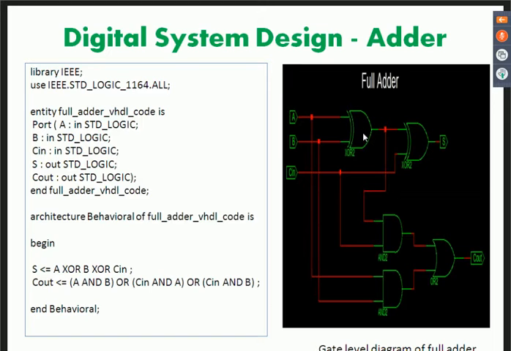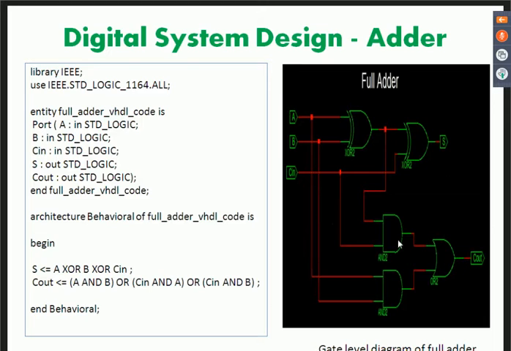Here we have XOR gates. Two XOR gates form the sum, since sum is equal to A XOR B XOR C in. Same here also, two input XOR gates are used as the behavior of sum. Similarly, C out. Now in this gate level diagram, we have two XOR gates, two AND gates, and one OR gate.